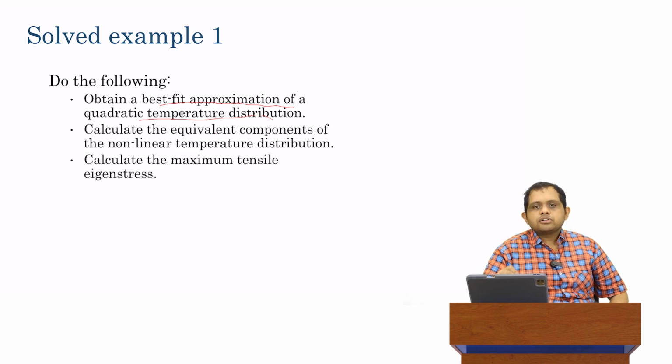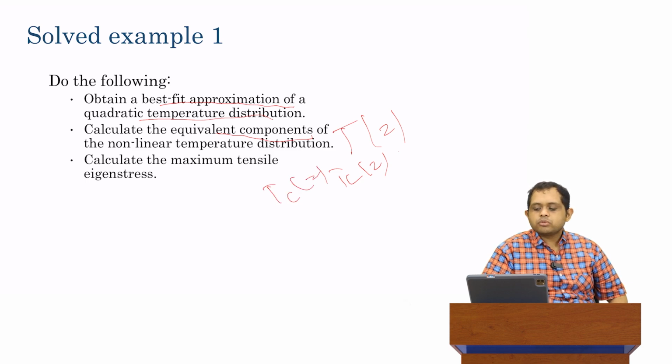So that's why we're asked here to create a best fit approximation of a quadratic temperature distribution, and then to calculate the equivalent components of the non-linear temperature distribution. So we are asked to decompose this T of Z, which is given in the previous slide, into TL of Z, which is the linear component, TC of Z, which is the constant component, and then Tn of Z, which is the non-linear component. And from the non-linear component, we are asked to calculate the maximum tensile eigenstress. So those are the three questions that we've been posed in this problem.